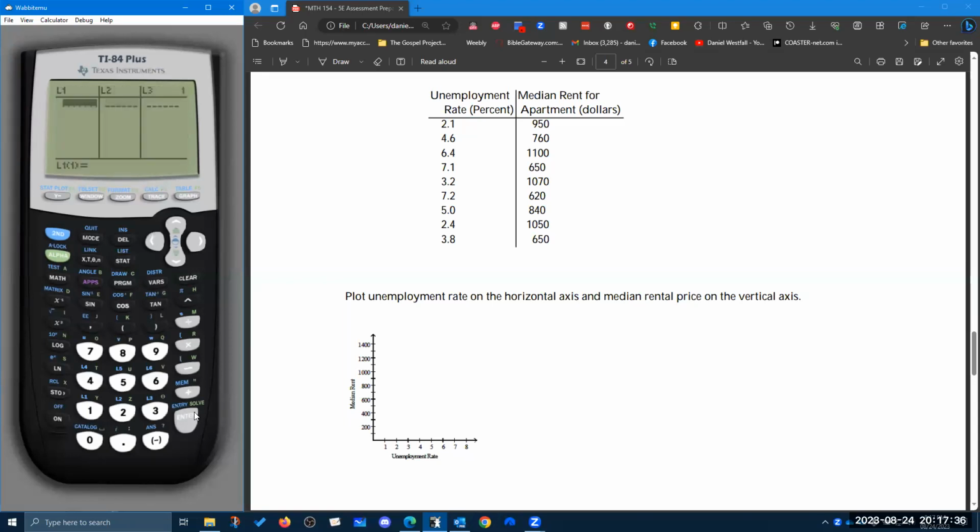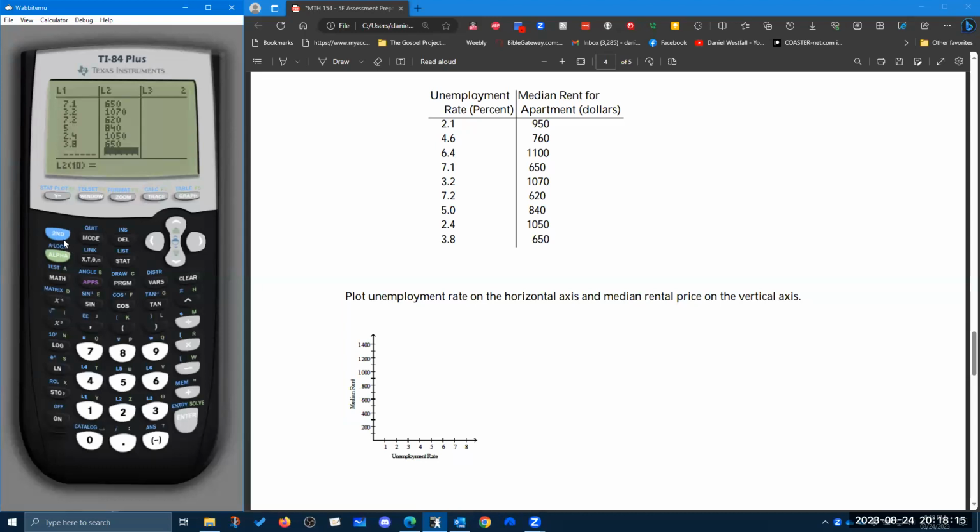So let's go ahead and look at the unemployment rate: 2.1%, 4.6%, 6.4%, 7.1, 3.2, 7.2, 5.0, 2.4, and 3.8. And then the apartment rent in dollars: 950, 760, 1100, 650, 1070, 620, 840, 1050, and 650.